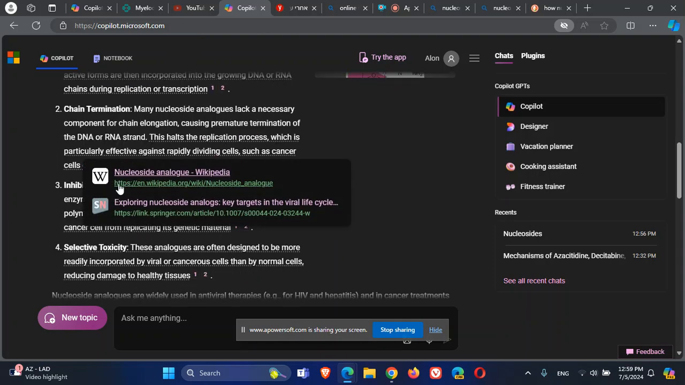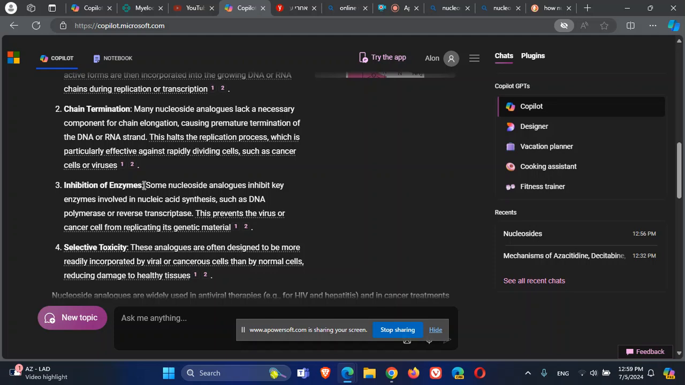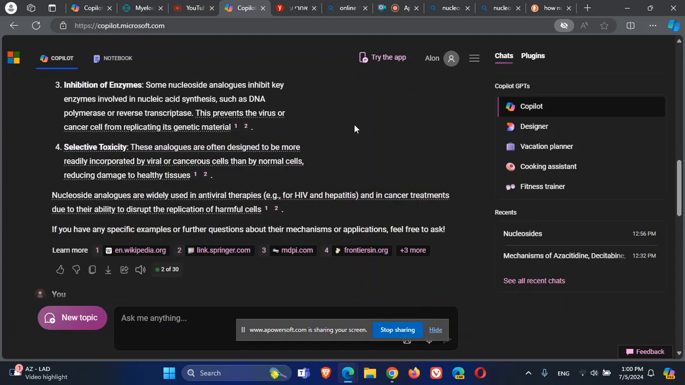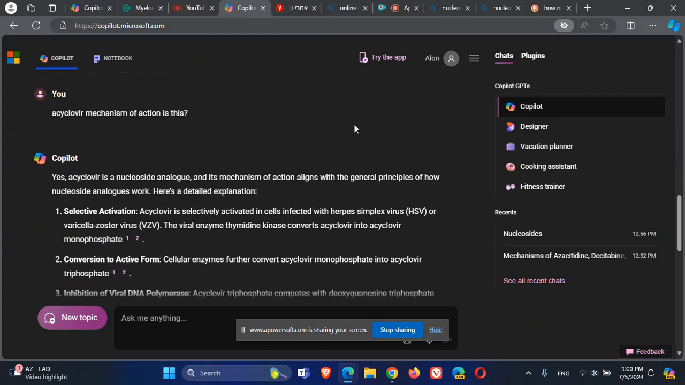And the second mechanism, inhibition of enzymes, especially enzymes that are important for DNA functioning. For DNA, as you can see here, nucleotide acid synthesis. So again, it damages the DNA. There is also another thing: those drugs, nucleoside analogues, are selective to the viral cells and not to normal cells of the human, therefore reducing their toxicity to normal cells.